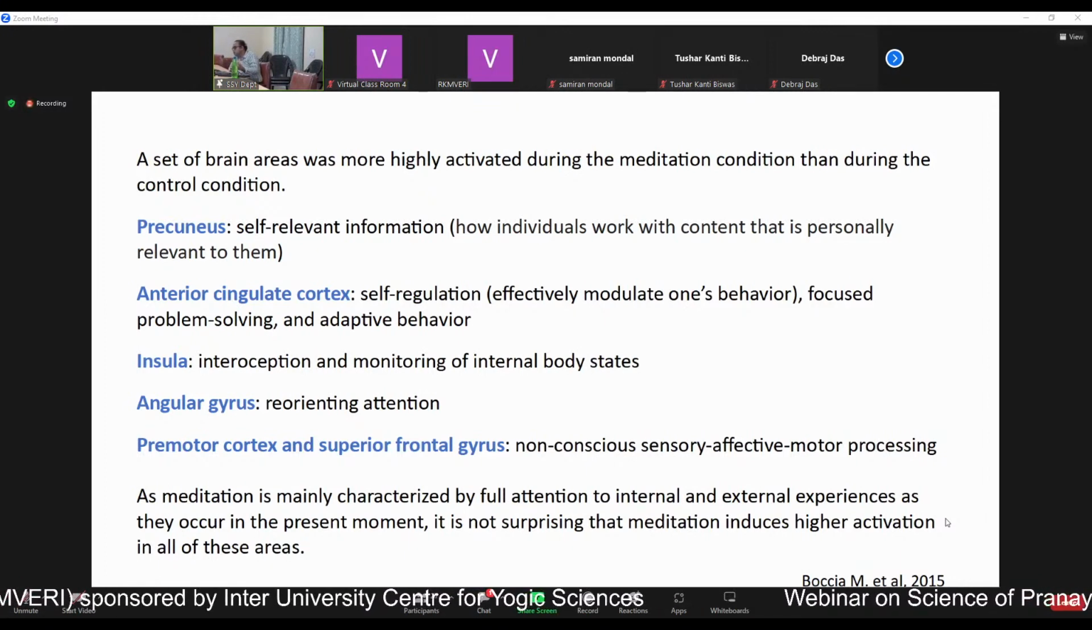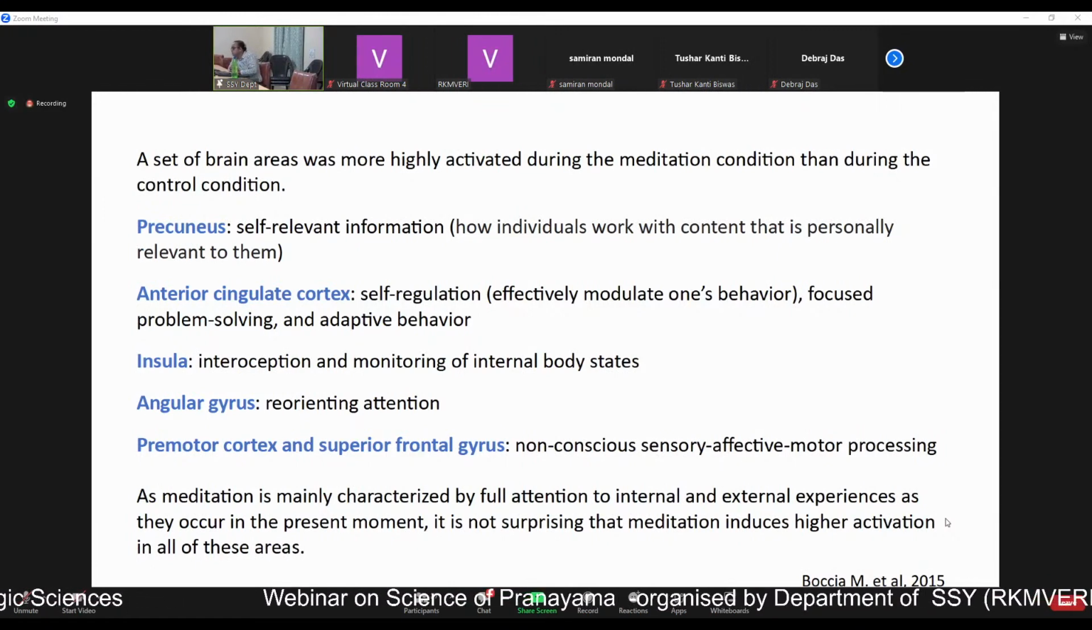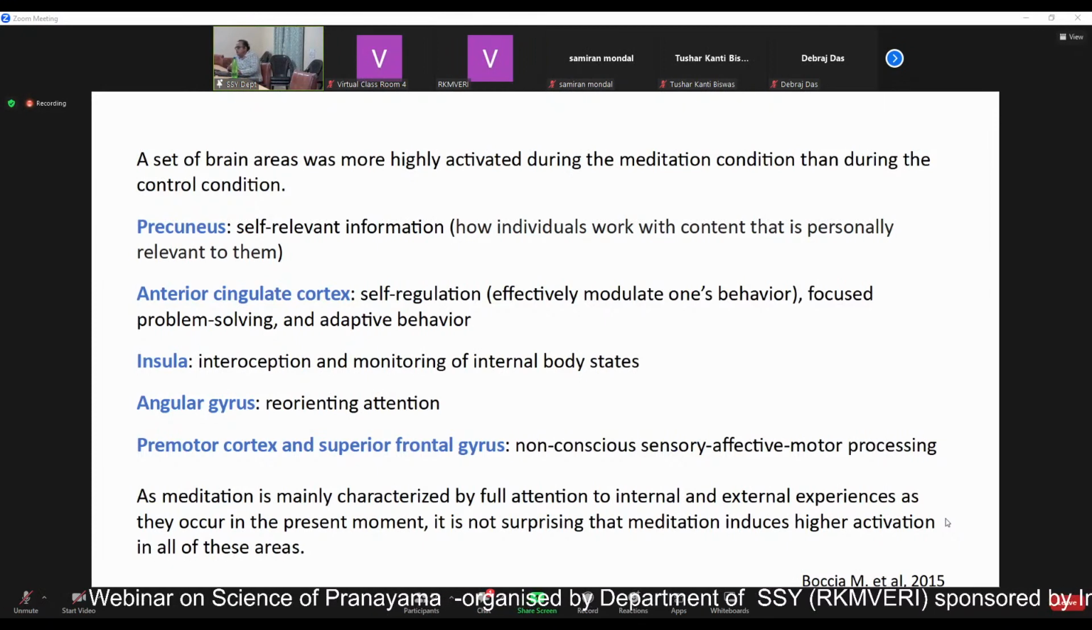It is already known that they are related to self-relevant information, like how individuals work with content that is personally relevant to them. Basically, concentrating on the relevant content of a matter and ignoring the irrelevant content. And another area, the anterior cingulate cortex, is already known to be involved in self-regulation. Self-regulation means our ability to effectively modulate our own behavior. This brain region is also known to be involved in problem solving, adaptive behavior, and all those things.